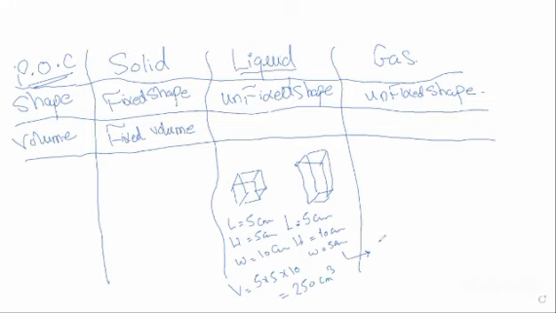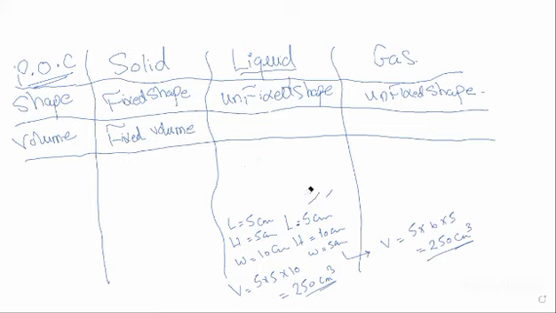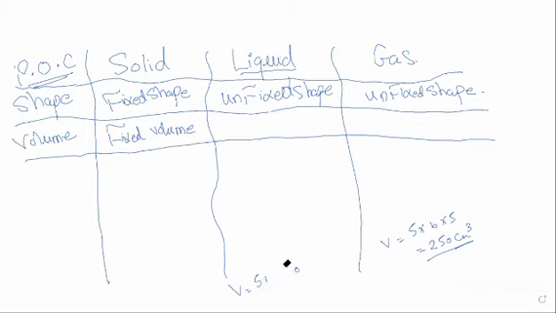Yes, it will be equal volume equal 5 times 10 times 5. So it will equal at the end 250 centimeter cube. Yes, they are having the same volume, but different shapes. Okay, let's go back. That means that for unfixed shape, it might have the same volume. For unfixed shapes, they might have the same volume and they might not. But in the liquid case, let's know for now that they are having also fixed volume.